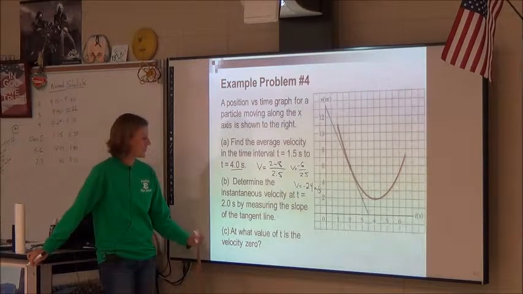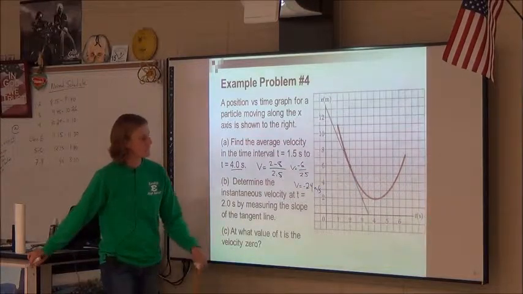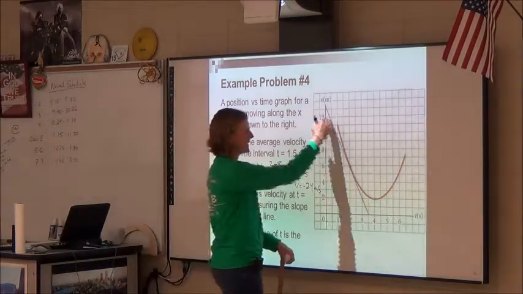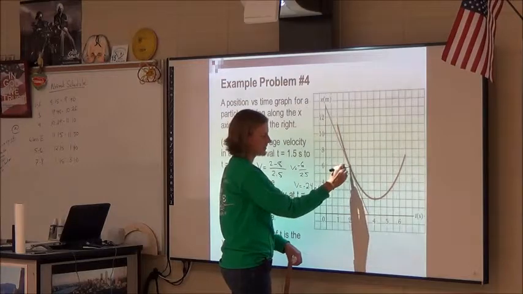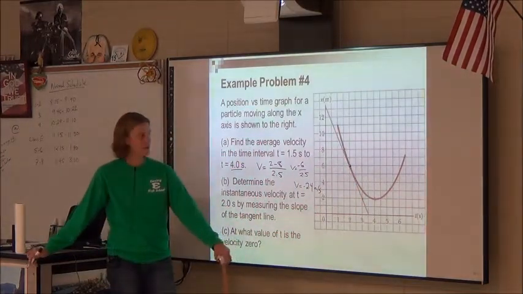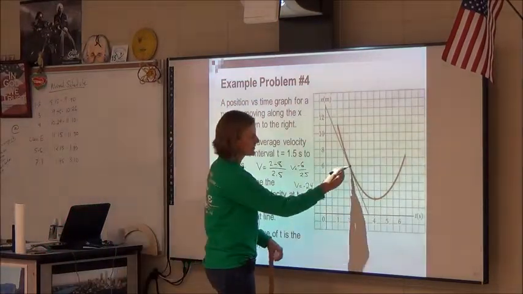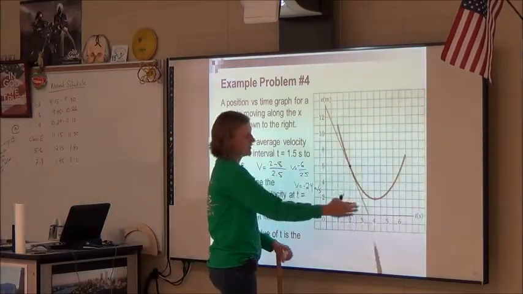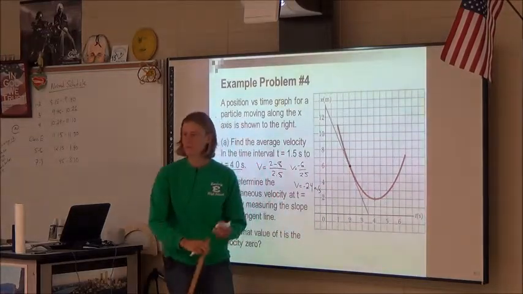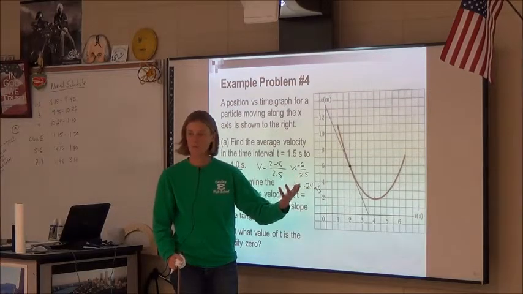Part B, determine the instantaneous velocity at 2 seconds by measuring the slope of the tangent line. Well, they've drawn a nice tangent line for us, right at 2 seconds. Really pick any points you want so long as they're on that blue line. Hopefully we'll get the same things. We'll do some labs where you have to do some graphs and I'll ask you for the line of best fit and what the slope of it is.